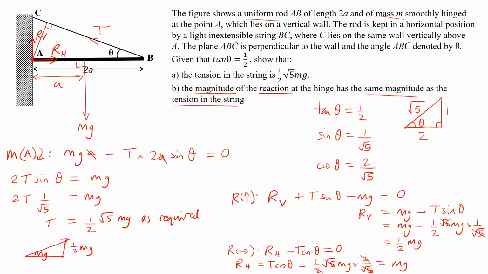When we find the resultant of these, we need to square, add and square root. So the overall reaction at the hinge equals the square root of mg squared plus a half mg all squared, which then simplifies to give the square root of 5 over 4 m squared g squared, which gives me, when we finally square root that, half root 5 mg, which is the same magnitude as the tension in the string.